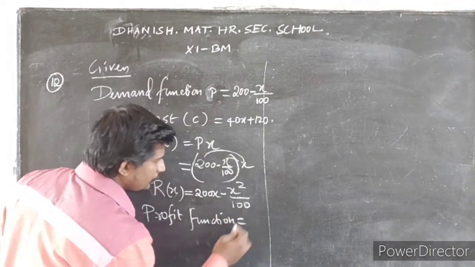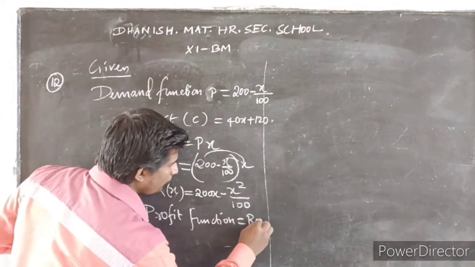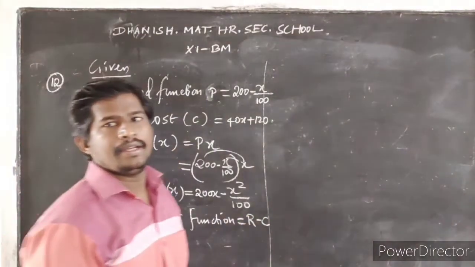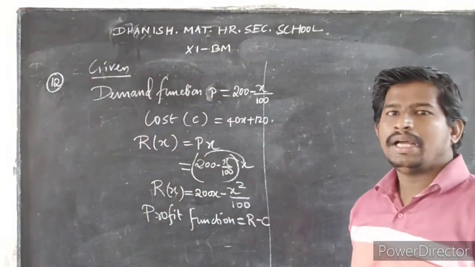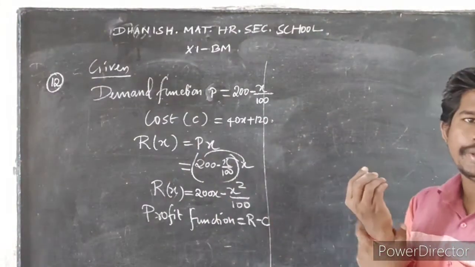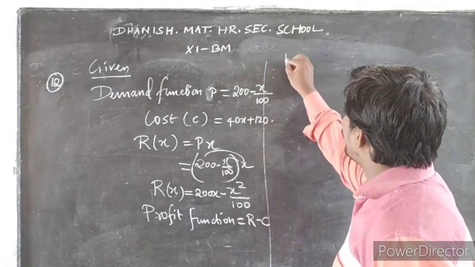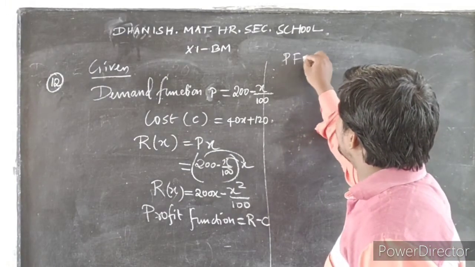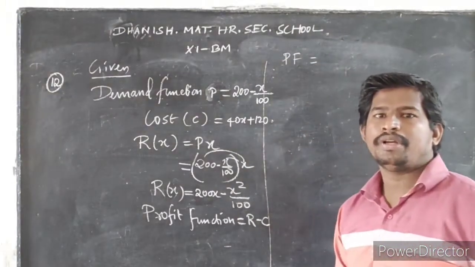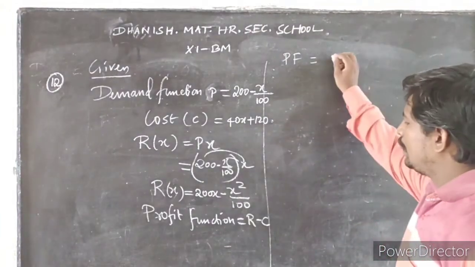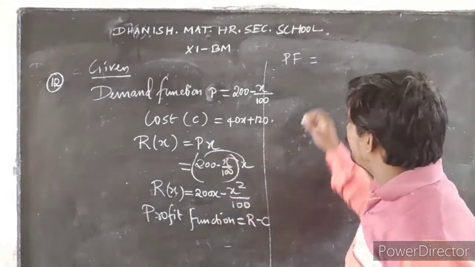Profit function equal to revenue minus cost. If you subtract cost from revenue, we will get the profit. So profit function equal to revenue minus cost. So profit function equal to revenue. What's the revenue?